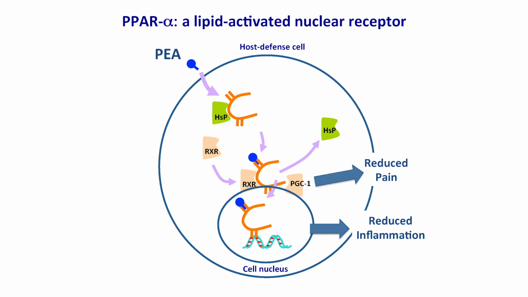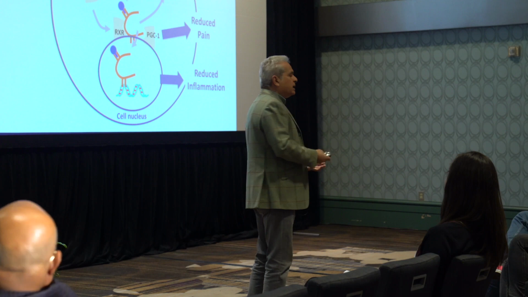This complex now goes into the cell nucleus, binds to the DNA, and regulates the expression of genes, and therefore proteins, that regulate inflammation. In fact, it causes reduced inflammation. Also, through a mechanism that we are probably not completely sure about yet, but which probably does not involve the expression of proteins, it also reduces pain. So this is the overall way PPAR-alpha works at the cellular level.